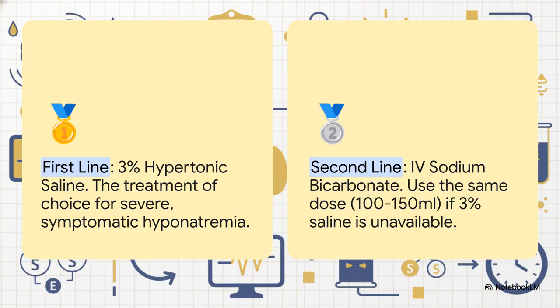So what happens if you don't have hypertonic saline just sitting there ready to go? Well, your second line is IV sodium bicarbonate. You're going to use the same dose, 100 to 150 milliliters, pushed over about 5 minutes. It's a really good backup plan to have in your mind.